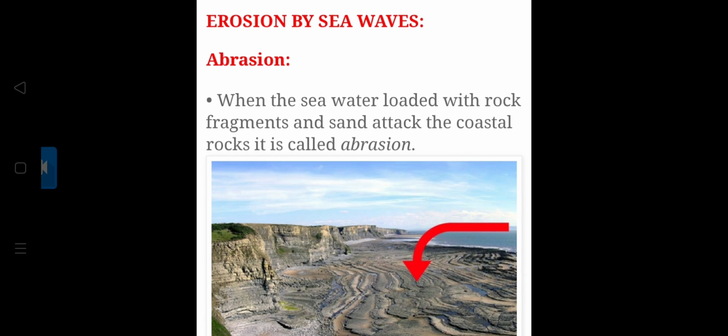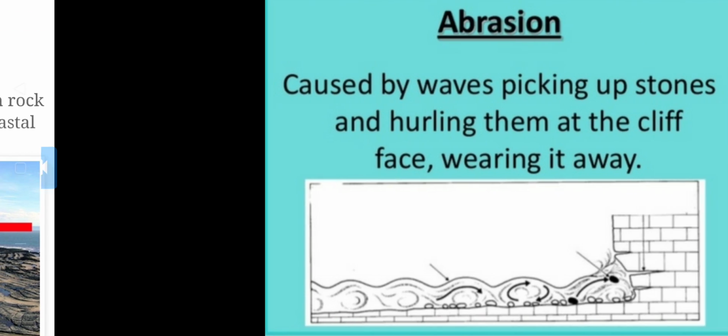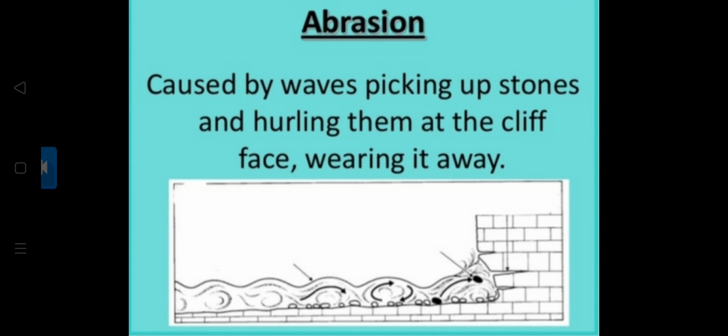So this is erosion by sea waves. Then we have abrasion, caused by waves picking up stone. How do these sea waves work? These waves pick up stones and hurl them at the cliff face, wearing it away. So when they wear it out, it is abrasion.